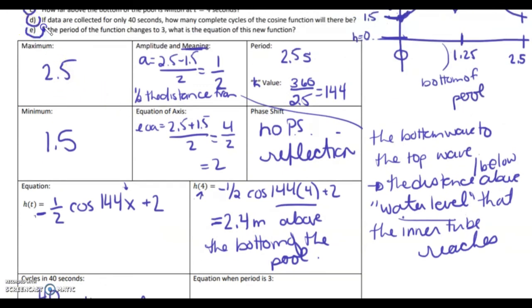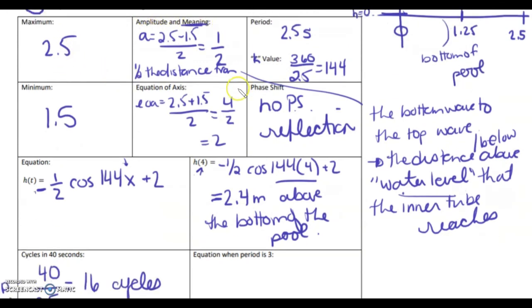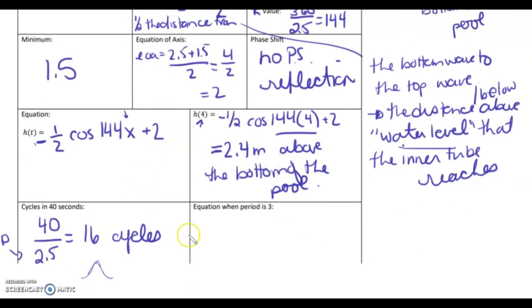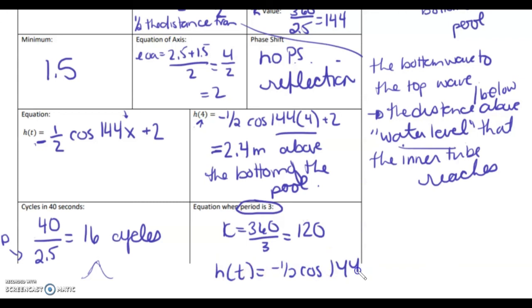Okay, and if the period of the function changes to 3, what is the equation of the new function? Okay, so we've talked about this. The only part of the equation that changes with the period is actually the k value. So if we solve for our new k value, we're going to get 120. Okay, so the entire equation is going to stay the same. Negative 1/2 cos 144x. Oh, sorry, the equation is negative 1/2 cos of kx plus 2. The only thing that's going to change is the k value, which is 120 now.